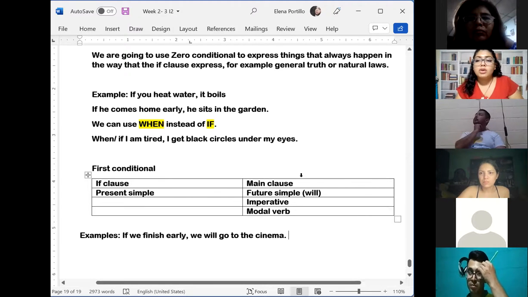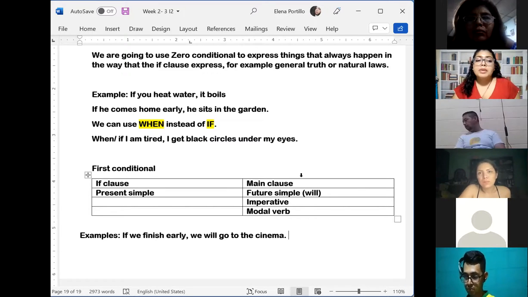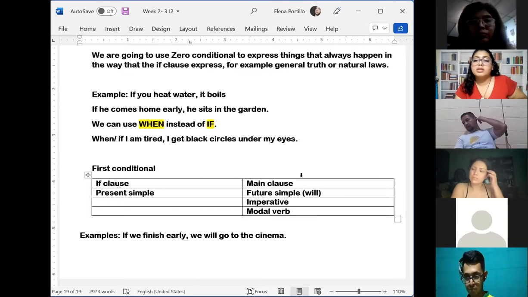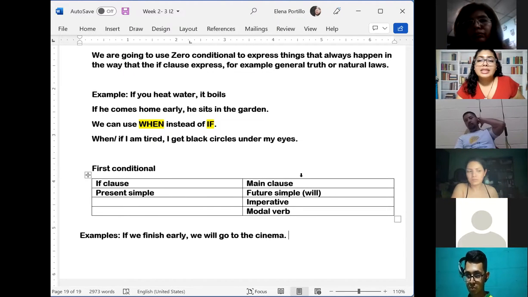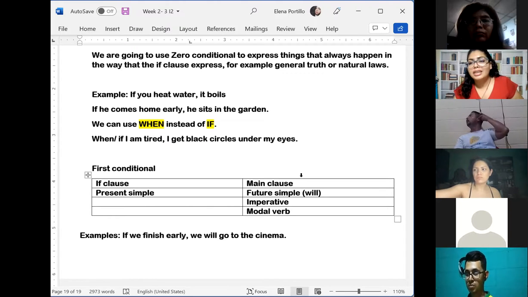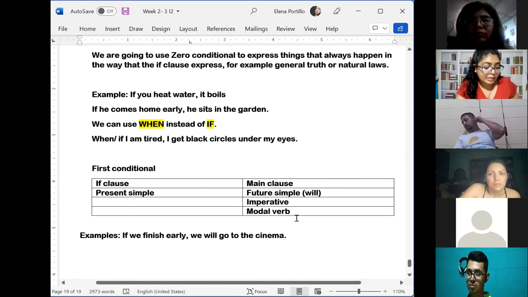En eso sí vamos cambiando con las oraciones, ¿verdad? Con los diferentes tipos. Para el tipo cero utilizamos presente en ambas. Para el primero utilizamos presente para el if clause, pero utilizamos el futuro para el main clause because we are telling that we can perform this action in the present or even in the future. And for the other ones, we know that we change the tenses for the other structure or for the other kind of sentences.